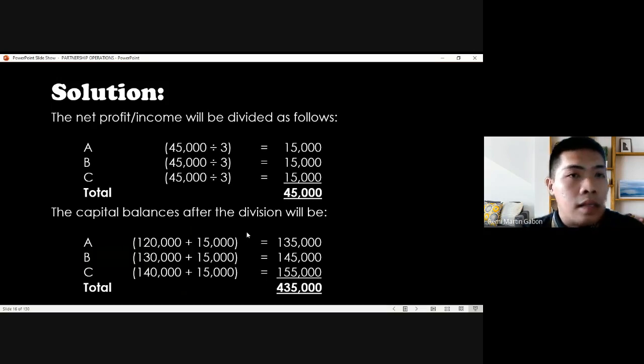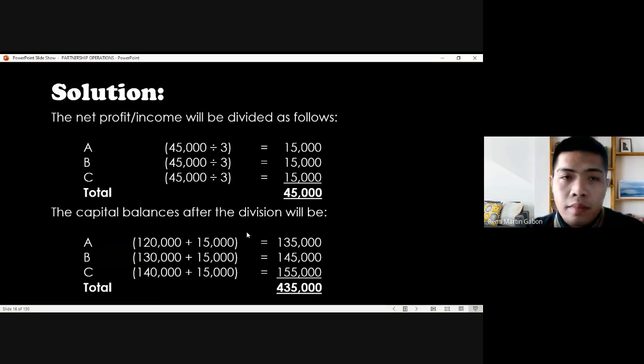capital balance before the profit is 390,000. Just check on the computation. I guess it's 390,000, then plus 45,000. It must be equal to 435,000 after considering the profit. Okay, so take note of what is meant by equal distribution.